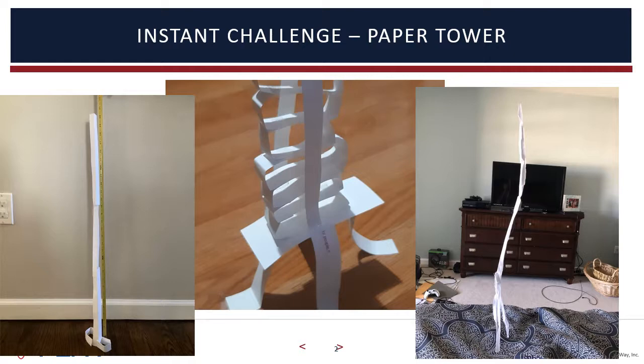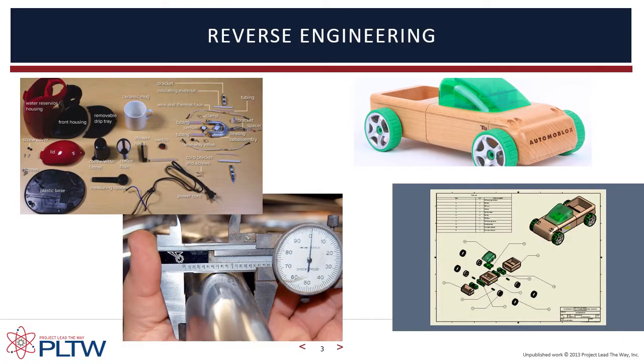One of my favorite units in the class is reverse engineering, where students use a device called a caliper. We see at the bottom left here, and they get to take apart objects such as this automobile box car at the top, or this coffee maker at the top left. And then you can see at the bottom right, students use computer-aided design or CAD software to recreate the actual toy car.